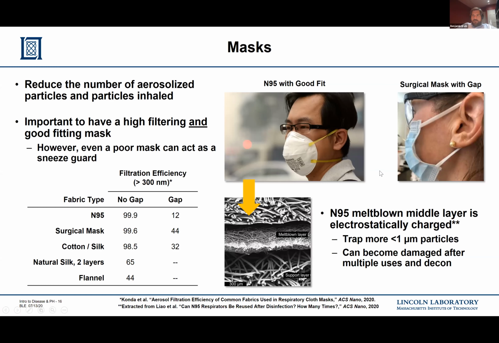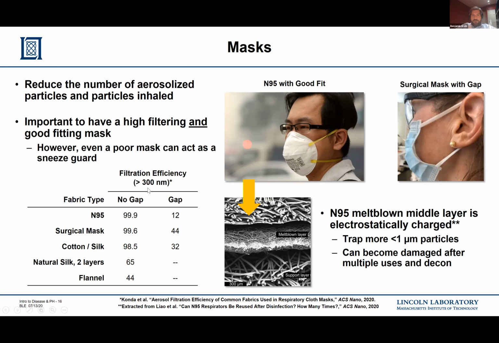Masks are a big part of our society now. The reason is that a mask reduces the number of viral particles and pathogens that are shed from you and that you're inhaling. But something to keep in mind is that it's important to have high filtering capabilities, but also that it's a good fitting mask. Even a poor mask, though, can act as a sneeze guard for those big globules that I mentioned before.